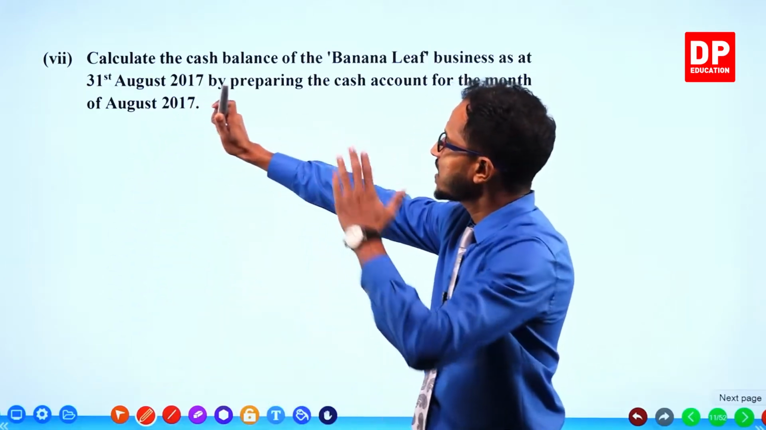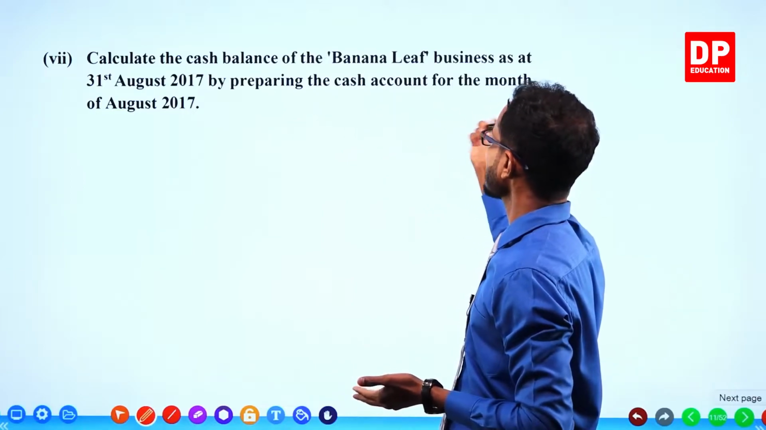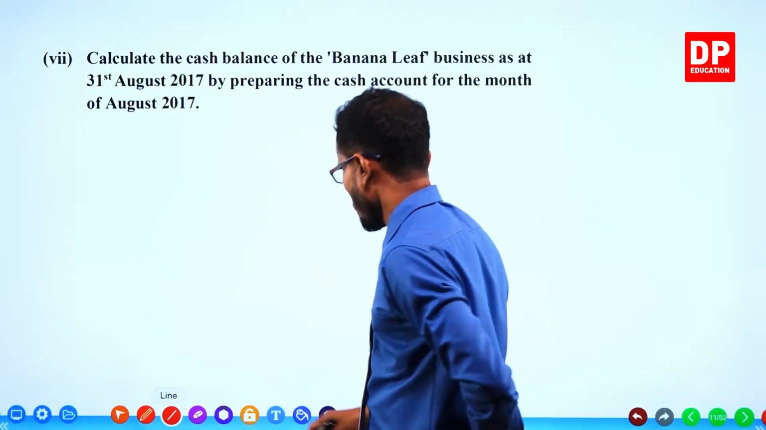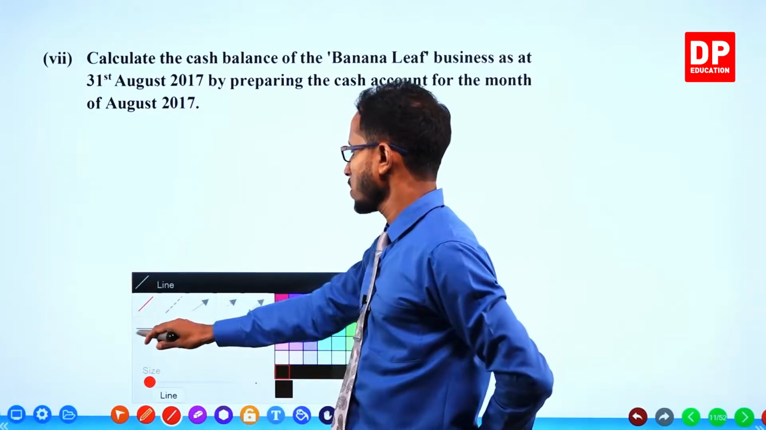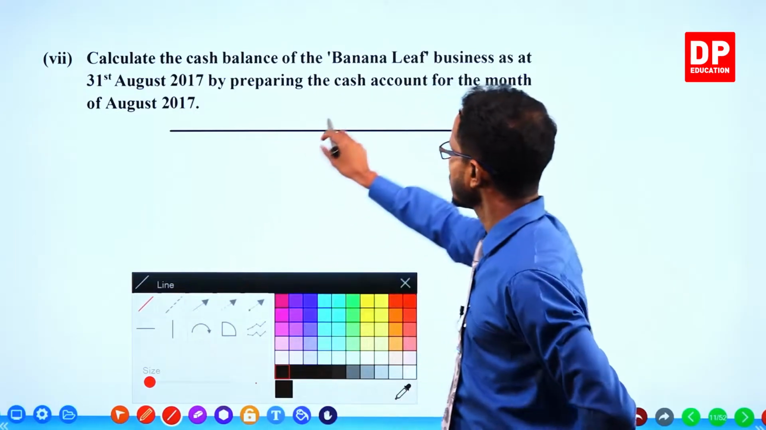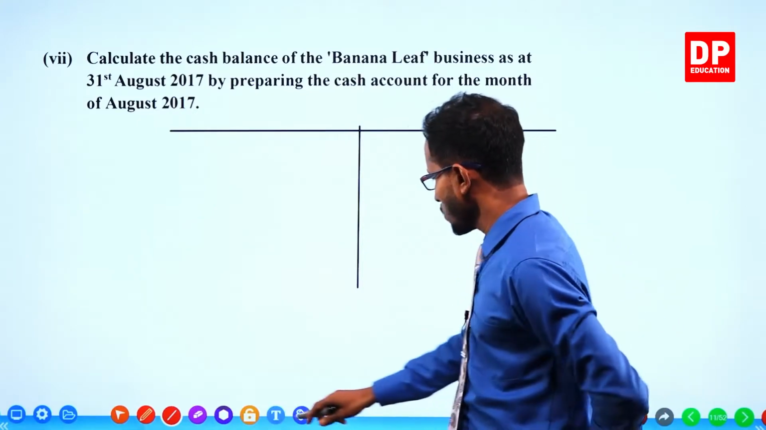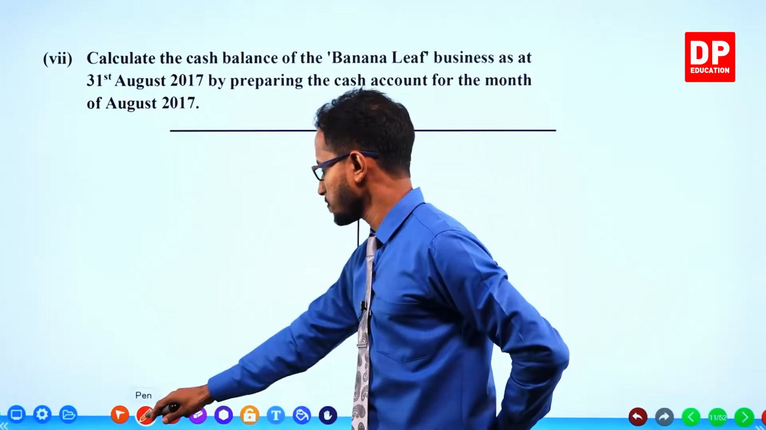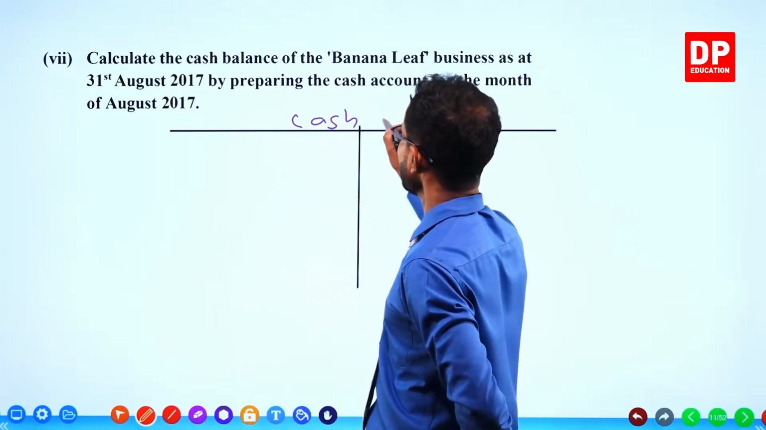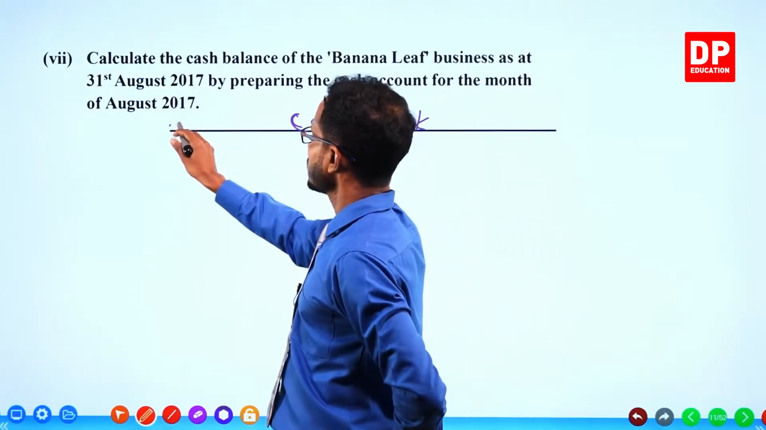7th. Calculate the cash balance of the banana leaf business as at 31st August 2000 by preparing the cash account. They are asking you to prepare the cash account. No exceptions. Just prepare the cash account. There's nothing to ask or to think otherwise. Cash book or cash account of the business. Right? Debit and credit.